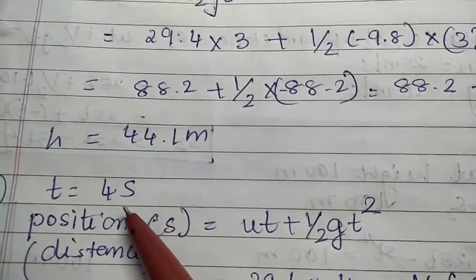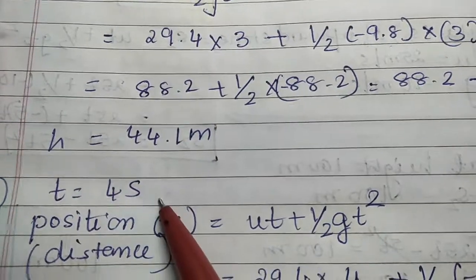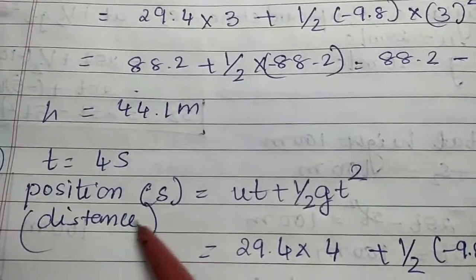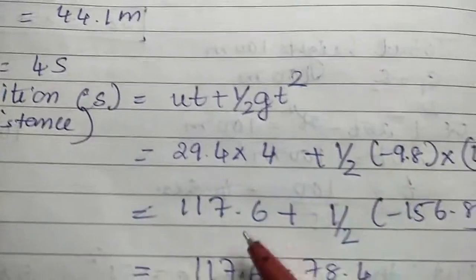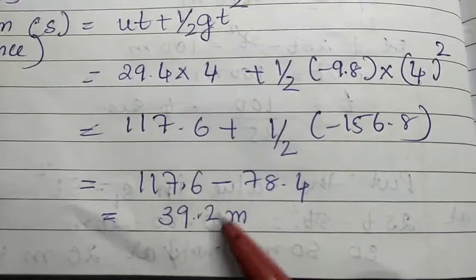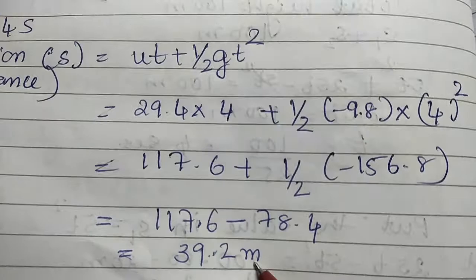Now next is its position after 4 seconds. So how much distance it reaches after 4 seconds. So you use this equation and put the values in that. So you'll get it reaches 39.2 meters.